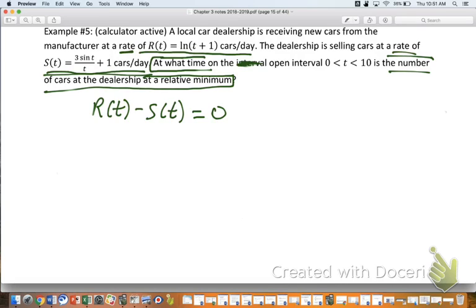I'm looking for critical points. I've got this R of t minus S of t. So this is ln of t plus 1 minus 3 sine of t over t plus 1 equals 0. It's definitely calculator active, right? Please use your calculator to solve that equation. Find the 0 on the interval from 0 to 10. I think there's probably just the one 0. Maybe there's 2. I don't know. Are there 2?